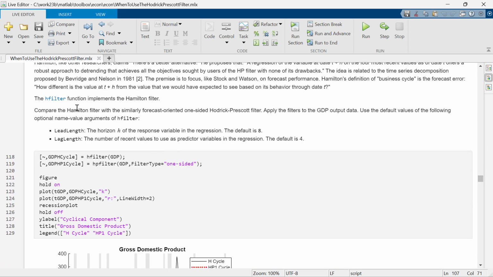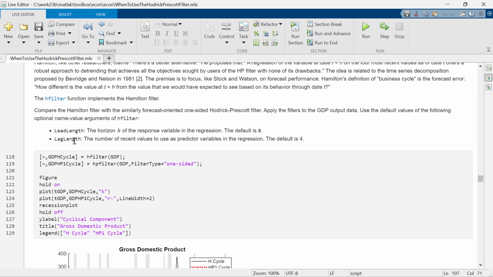So we can implement Hamilton's idea. We do in this H filter function in Econometrics Toolbox. It requires you to specify a couple of parameters, a lead length, how far out do you want to forecast from this regression model in order to calculate the forecast error and get the cyclical component.